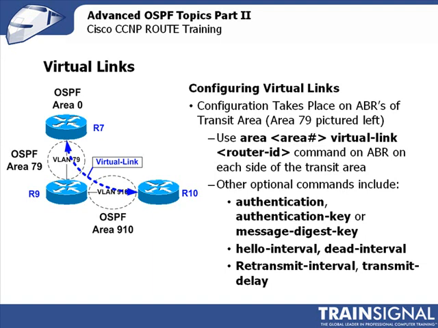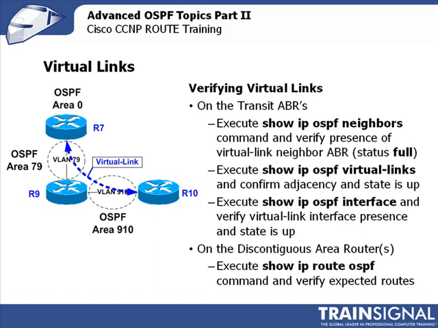So you specify the area number, in this case area 79, virtual link, and not the interface commands, but the router ID of the neighbor, in this case the loopback 0 on each router, configured on the area border routers on each side of the transit area. Now, there are other commands that you can use as well. There's authentication, plain text or MD5. You can change the hello interval, dead interval, retransmit delay, and transmit delay, all using the virtual link command. But the basic virtual link command is very simple.